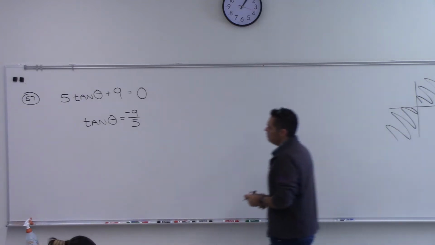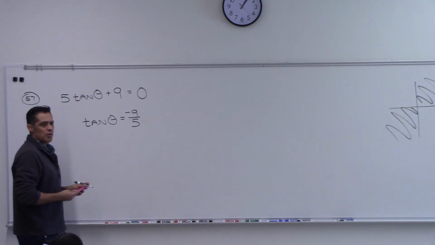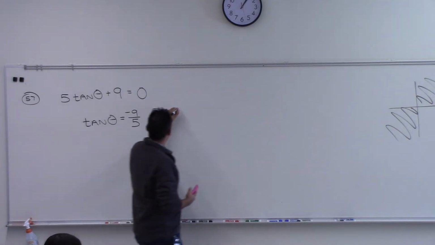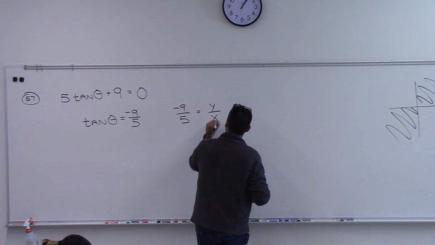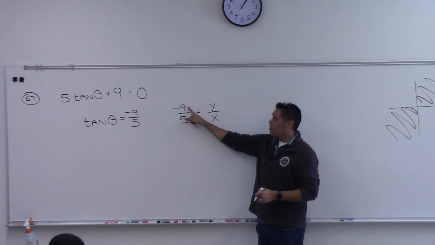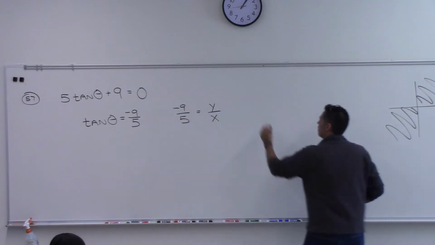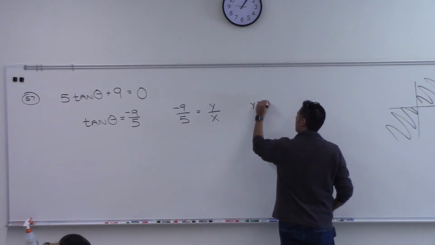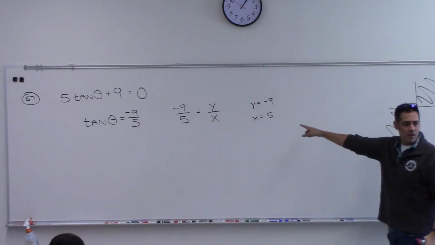So now, tangent by definition is which coordinate over which coordinate? Y over x. Y over x, right? So if negative 9 over 5 is your y divided by your x, then I could have negative 9 for my y coordinate and positive 5 for my x, right? Where would that be? I could say y is negative 9 and x is positive 5. That's one way I could look at that, right?